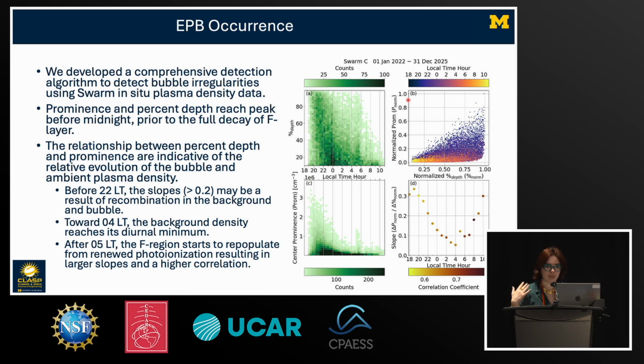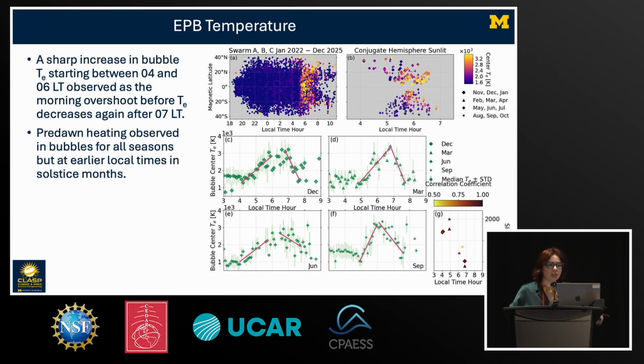We looked at this a little bit further. In the bottom panel D, we have the slope between the prominence and percent depth per local time hour, and the correlation between the prominence and depth. We can see that before 22 local time, the slopes are a little bit larger, and that may be a result of recombination in the background and in the bubble. Then as we go towards 4 local time, the background density reaches its diurnal minimum, and right after that, around 5 local time, we start to see an increase in the slopes and the correlation coefficient, possibly from the repopulation due to photoionization.